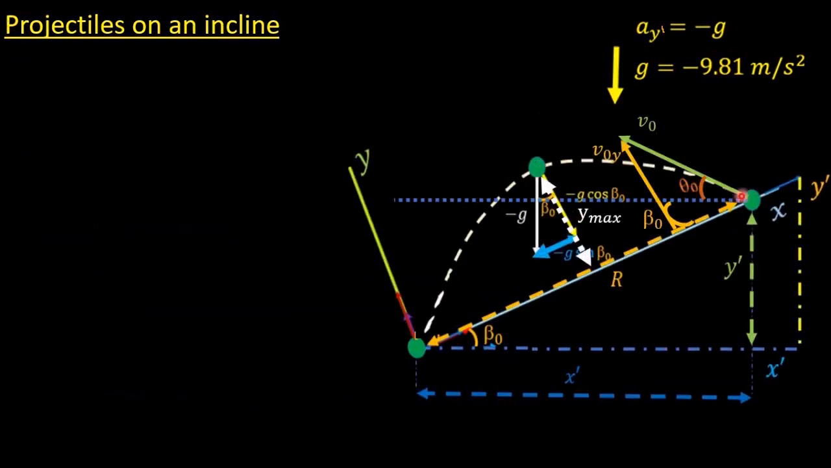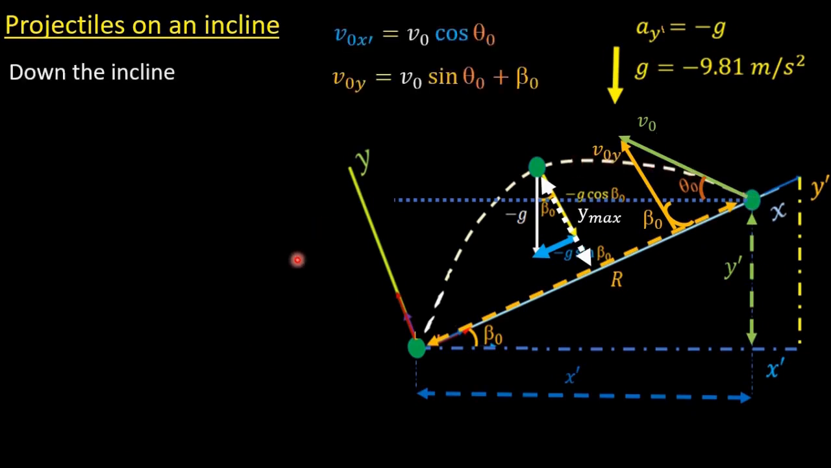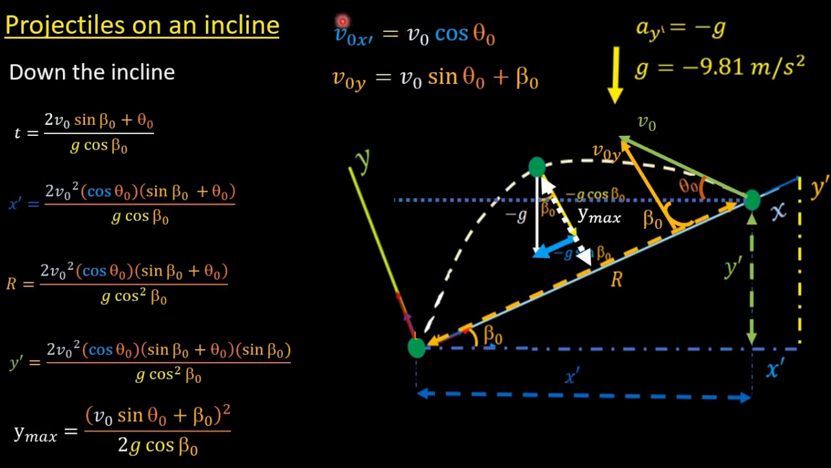So if I look at the projectile being launched down the incline this time, my equations change to this. v sub 0 x prime is just going to be v sub 0 times cos theta, where this is theta here. To get the velocity in the x prime direction, it's just v sub 0 times cos theta. And the velocity in the y direction is going to be v sub 0 y, which is v sub 0 times sine of theta plus beta. So if I do the same thing again, but using these equations, I get these equations this time.